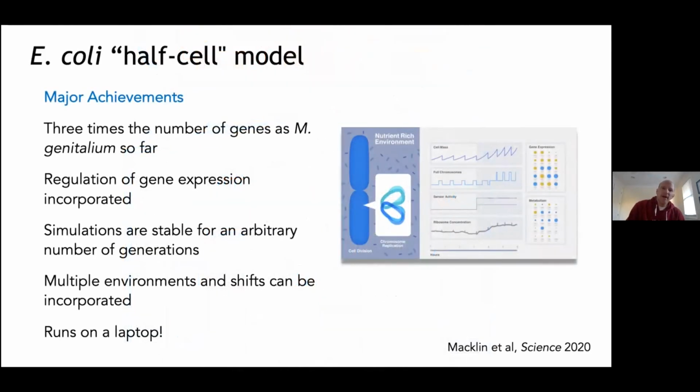So right now we have, even this is out of date now, probably more than 3 times the number of genes included as in our original model. It's much more complicated. It can grow out to arbitrary number of generations. And most importantly, maybe, the original model ran on a supercomputer over 10 hours for 1 cell to divide 1 time. Now it runs on a laptop over 10 minutes. So it's a very big difference.